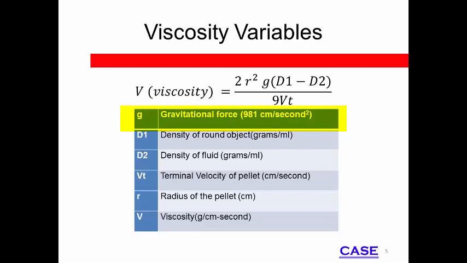Gravitational force is a known constant. The radius and density of the object falling through the fluid, the density of the fluid, and the terminal velocity all must be found before calculating viscosity. Be sure you record the equation and all variables listed here as you will use them throughout the sample problem demonstration in a moment.